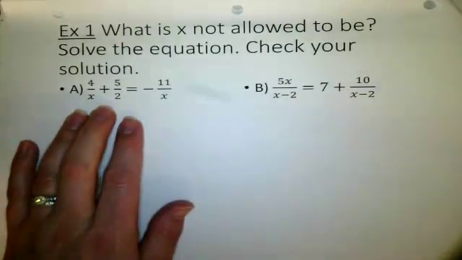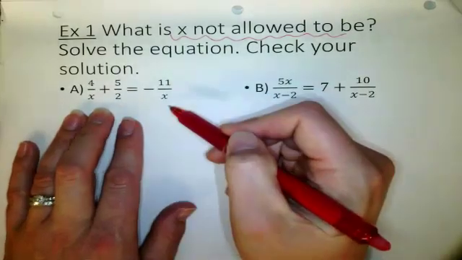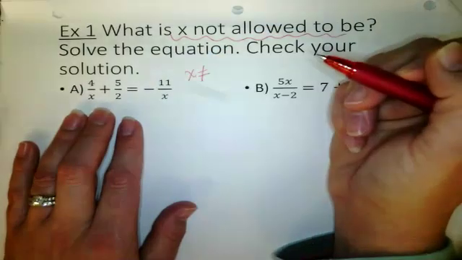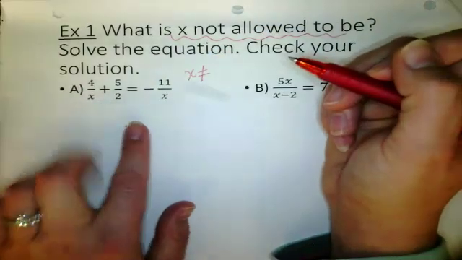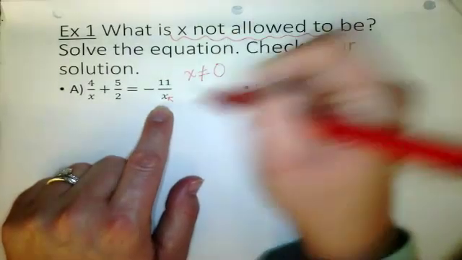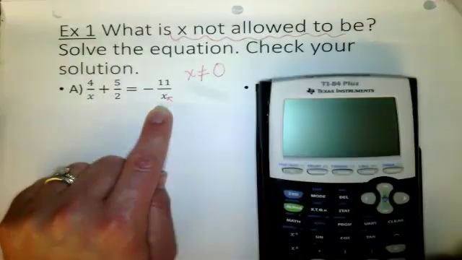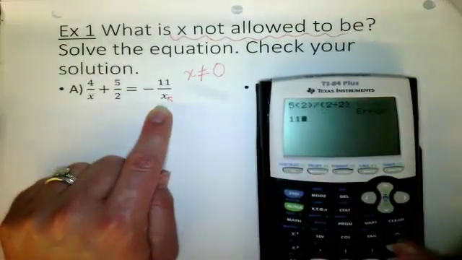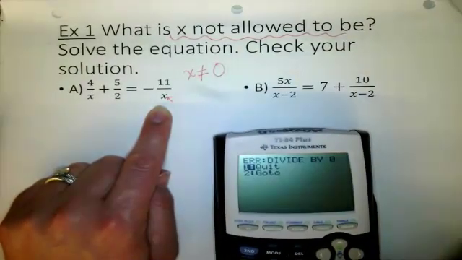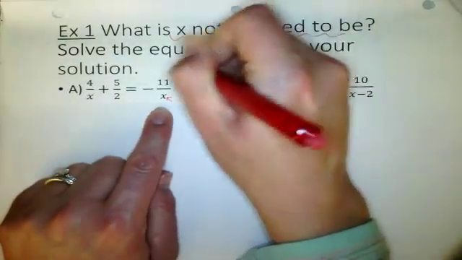So first of all, before we begin, what is x not allowed to be when we look at this first equation? What is x not allowed to equal? If you plug a number in, 0. Good. So if we take a number and we plug in a 0, we would have 11 divided by 0, and my calculator doesn't like that. We get a divide by 0 error. Okay? And so x cannot equal 0.